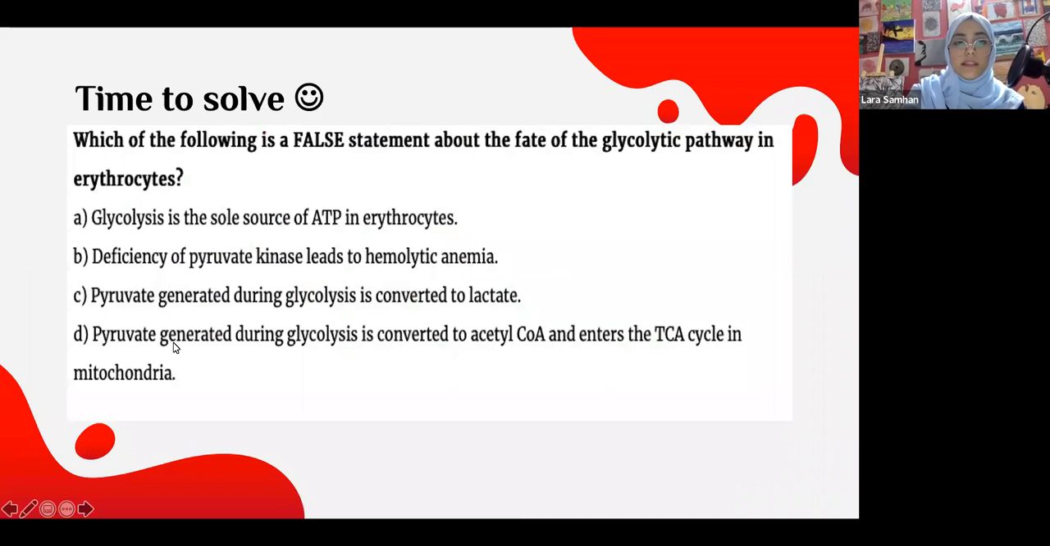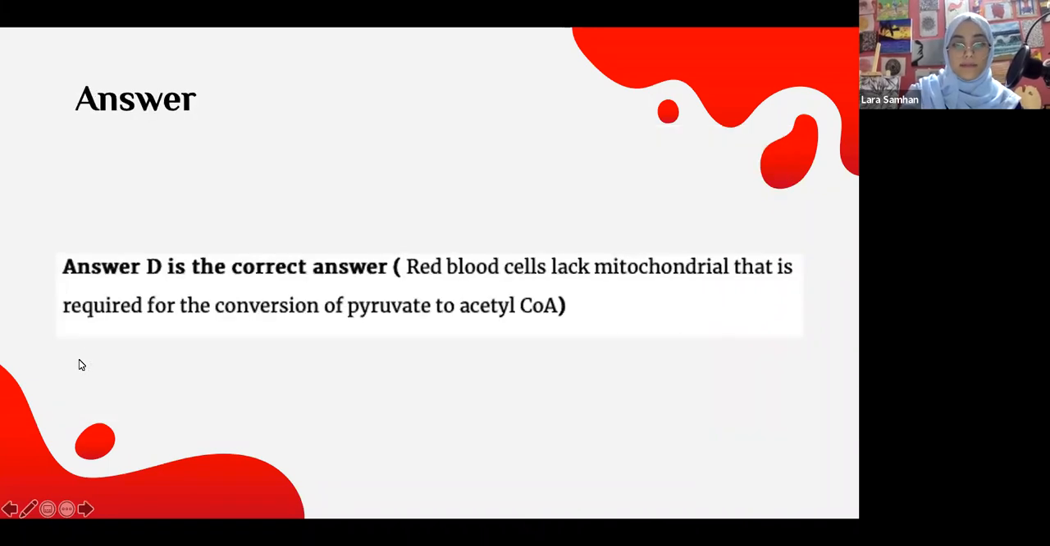D says pyruvate generated during glycolysis is converted to acetyl-CoA and enters the TCA cycle in mitochondria. As we know, the RBC doesn't have mitochondria and doesn't have a nucleus. So how can this TCA cycle, in other words the Krebs cycle, happen in the RBC when it doesn't have organelles or a nucleus? Is this statement correct or wrong? Exactly, this is the wrong statement. Because of that, the answer is D.